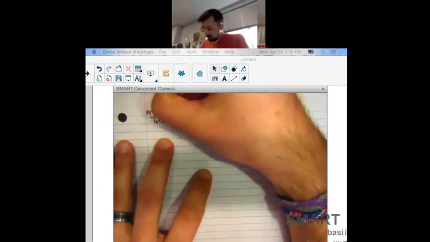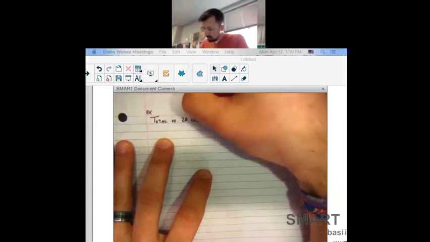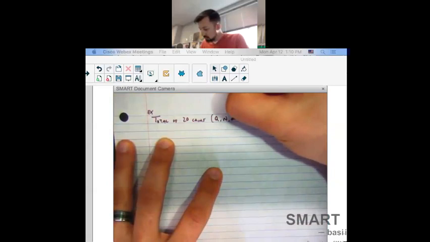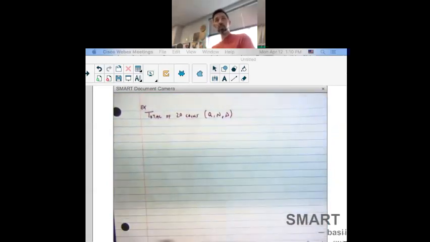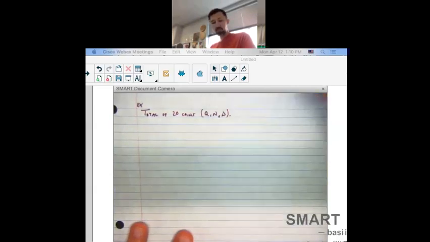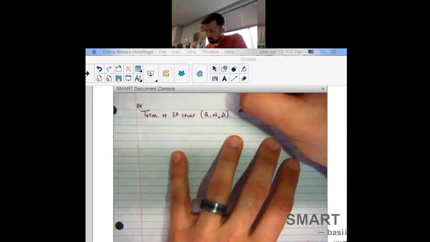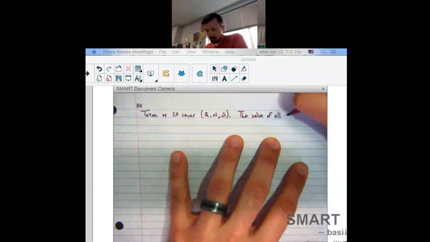So you have a total of 20 coins. It's going to be quarters, nickels, and dimes. A total of 20 coins, quarters, nickels, and dimes. The value of all is $1.90.